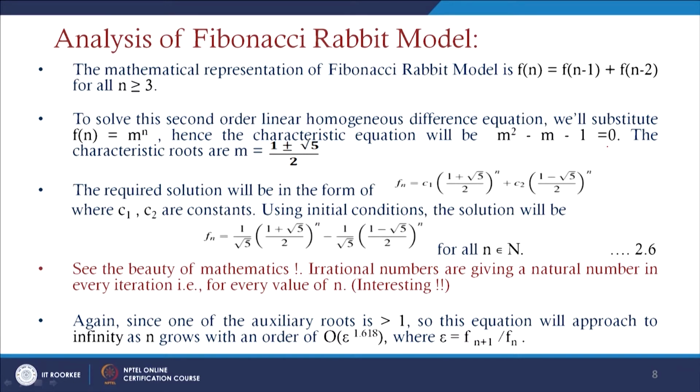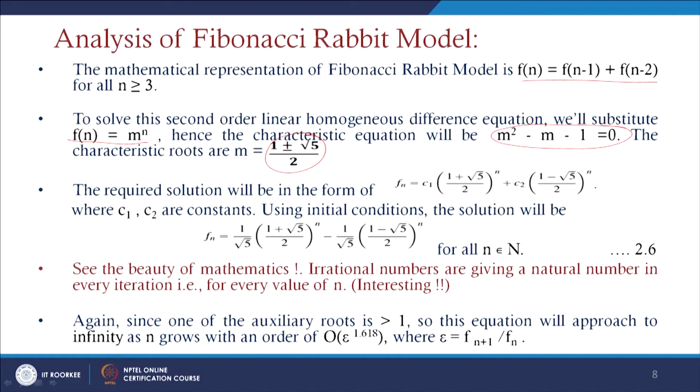Since directly if you just put f_n equals m to the power n in this equation, then we will have this equation there. The roots of this quadratic equation will be in the form m equals (1 plus or minus root 5) by 2, and the required solution, whatever we explained in the previous slide, can be represented as f_n equals c_1 times ((1 plus root 5) by 2) whole power n, plus c_2 times ((1 minus root 5) by 2) whole power n.